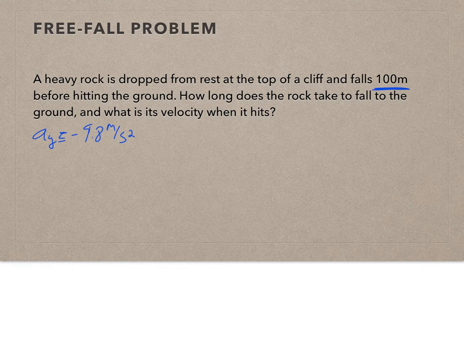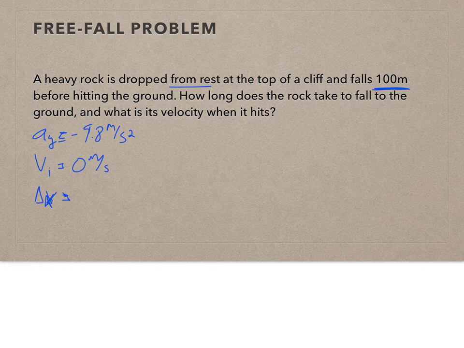Okay, what else? It's dropped from rest. Okay, well, that's actually in the words. I can use that. So my initial velocity is 0 meters per second. All right, and then the third thing I was given is it falls 100 meters. So I have a delta x or a delta y. I'll keep it delta x just for matching the equations, and that's okay.